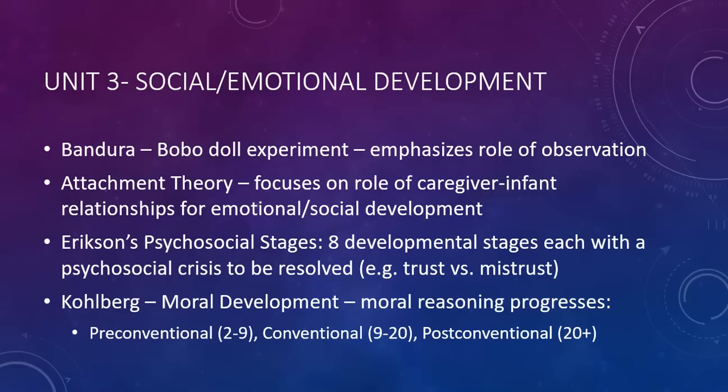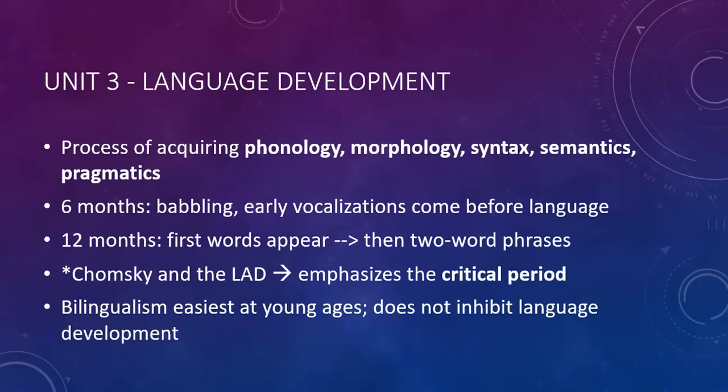And then, of course, we have Kohlberg with his moral development. And again, that role of moral reasoning is going to progress. So with this, you're going to see morality focus on self-interest and avoiding punishment in the early preconventional stage, ages 2 to 9. Conventional morality is really going to be based more on social norms and laws. And then postconventional morality is basically going to be guided by abstract and universal ethical principles here. Now, once again, hitting on language development.